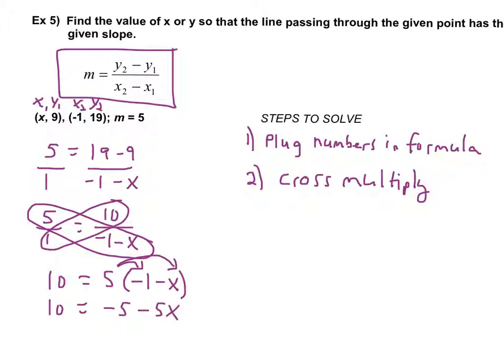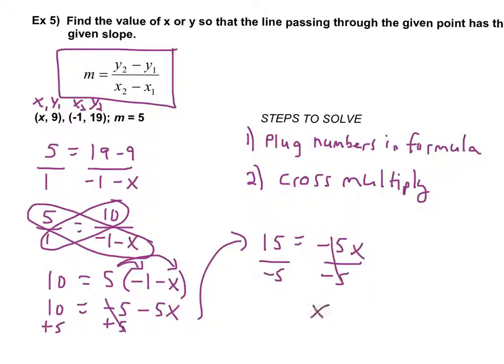And now you're just solving for x. So I would add 5 to both sides. So I would get 15 on the left is equal to, this cancels, -5x, then divide by -5, and I would get x is equal to -3. And that's how we would solve if you have everything but one of the coordinates.